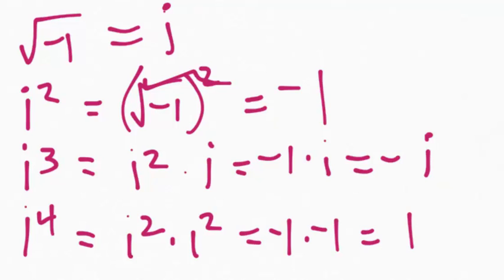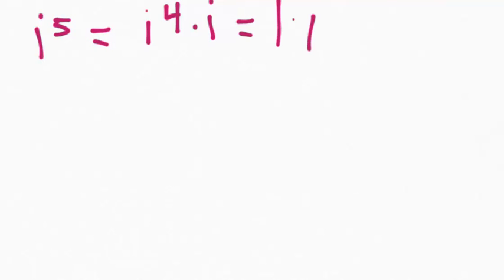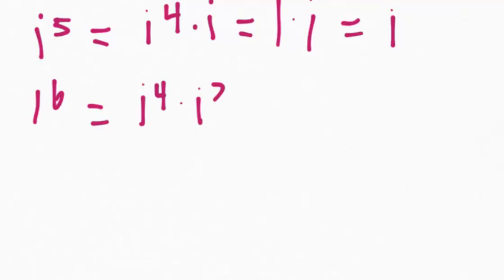So let's continue to do a couple other ones. He did i to the fifth. i to the fifth equals i to the fourth times i. Well, what's i to the fourth equal? 1. So now I have 1 times i, that equals i. And he did i to the sixth. i to the sixth is i to the fourth times i squared. i to the fourth is 1, i squared is negative 1, and 1 times negative 1 is negative 1.